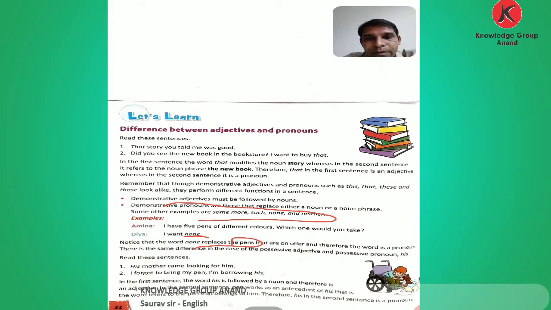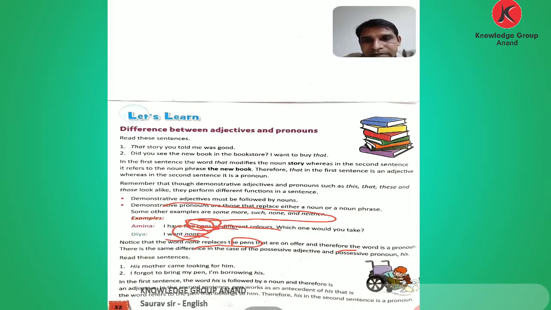I have 5 pens of different colors. Which one would you take? I want none, talking about the pens. I want none. I do not want to buy any pen. So that word is used as a pronoun. Instead of saying that, I use the word none.